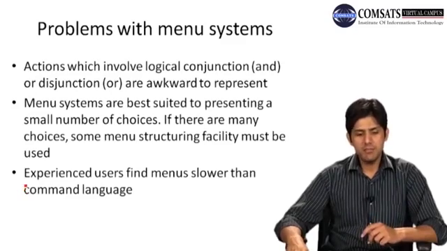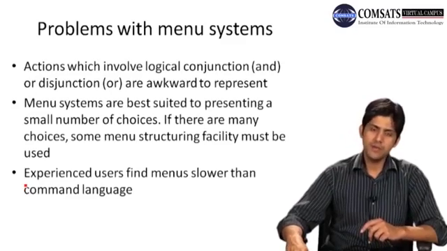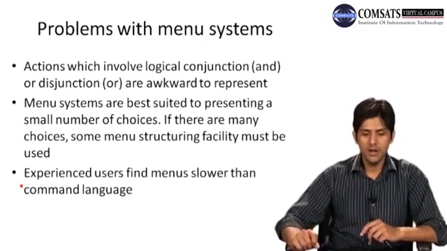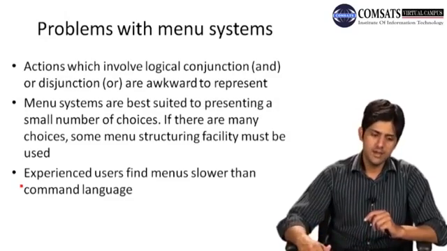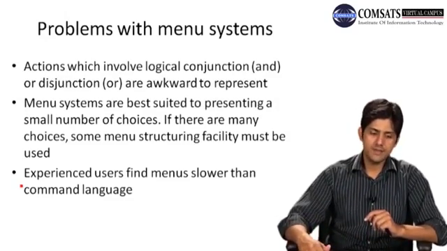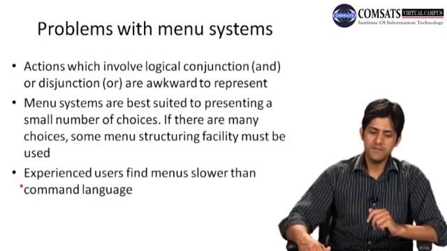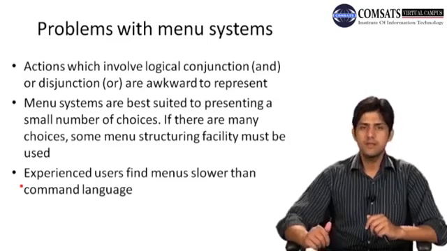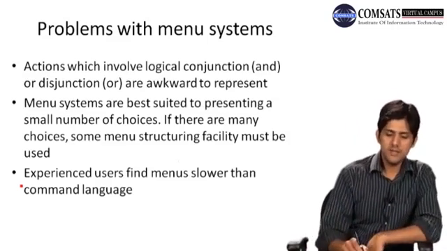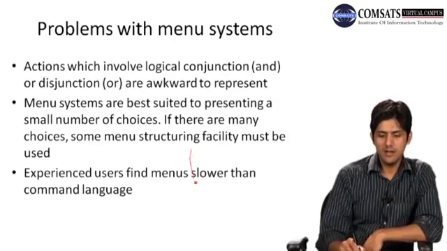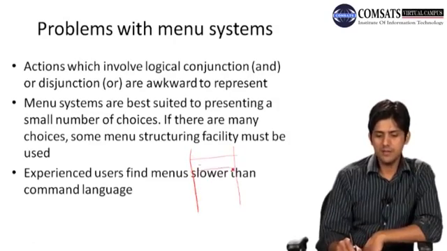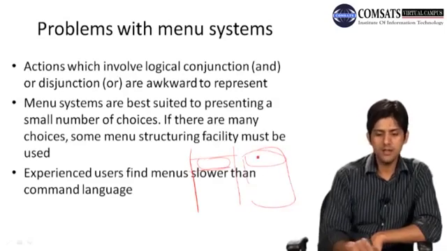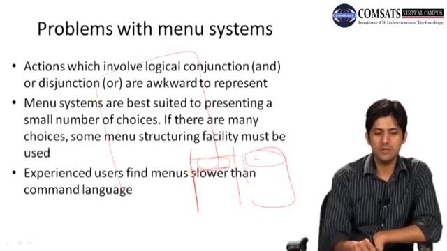And what are the problems with these menu systems? The actions which involve logical conjunction and or disjunction are awkward to represent. ठीक है जी, and the menu systems are best suited to presenting a small number of choices. If there are many choices, some menu structuring facility must be used. ठीक है, जिस तरह आपने देखा होगा कि मेन्यूज़ के अंदर भी फिर आगे ऑप्शंस होती हैं. जिस तरह आपका एक मेन्यू है, उसके अंदर फिर आप किसी एक ऑप्शन को सिलेक्ट करें तो एक और सब मेन्यू खुल जाता है, और फॉर एग्जांपल इसके अंदर आप एक ऑप्शन को सिलेक्ट करें तो हो सकता है एक पूरे डायरेक्ट मैनिपुलेशन वाली विंडो खुल जाए.